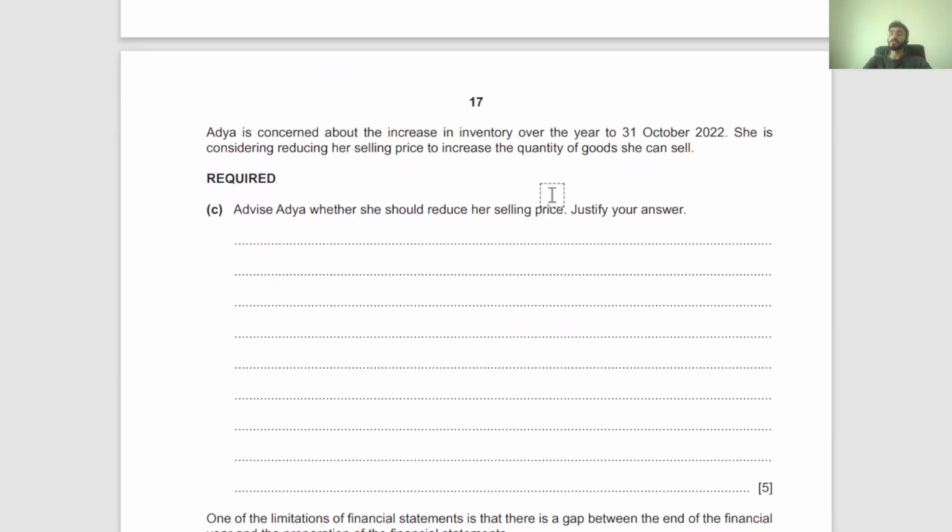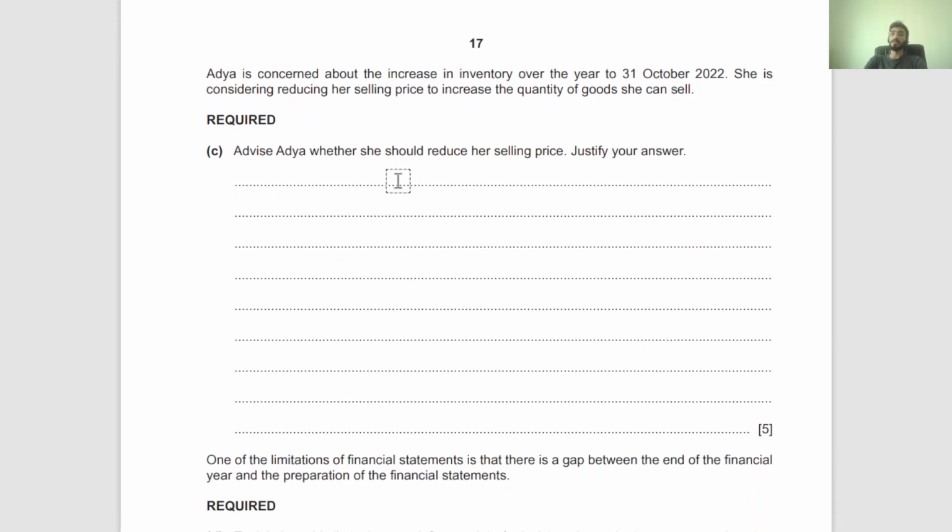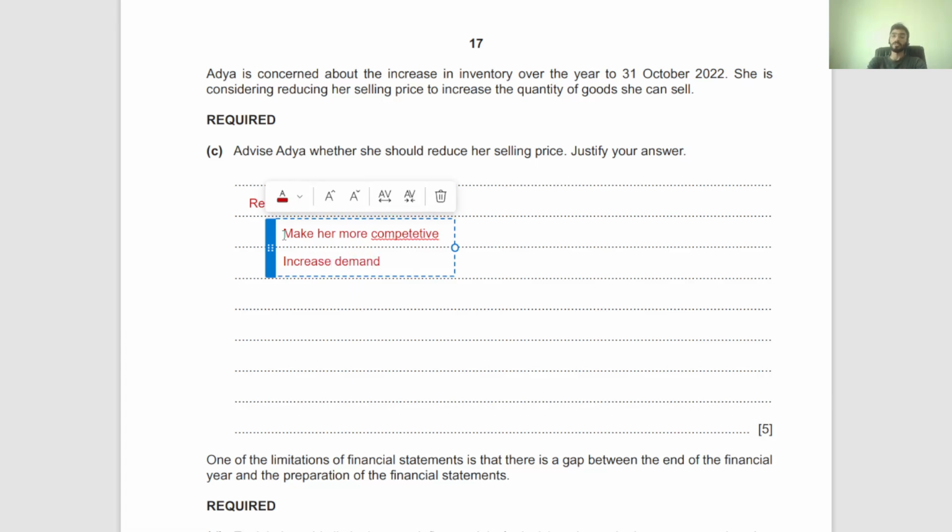So her concern right now is inventory, isn't it? Advise Adia whether she should reduce her selling price. Let's see. There are two things: reduce or not to reduce. Why should she reduce her selling price? Reducing price will make her more competitive, right? Increase demand for her products, right? Increase demand. What else can we say?